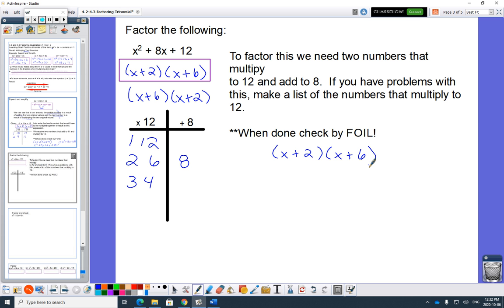And then check. X times x, x times x is x squared. X times 6, 6x. 2 times x, 2x. 2 times 6, 12. And remember, if it says to check, you'll get marks for checking, okay? Usually it also says check by FOIL or by expanding, so it tells you sort of how to check. But every single factoring question you can check using FOIL.